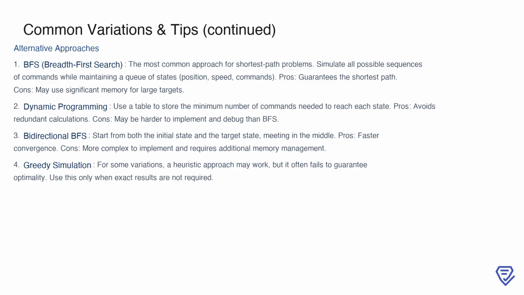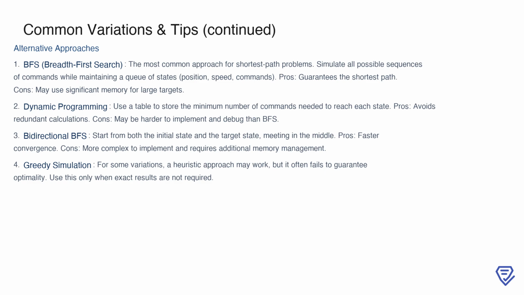Dynamic programming is another option, where you use a table to store the minimum number of commands needed for each state. This avoids redundant calculations and can be highly efficient, but it's often harder to implement and debug compared to BFS. Bidirectional BFS is a more advanced technique that starts from both the initial state and the target, meeting in the middle. While it converges faster, it's more complex to implement and requires careful memory management.